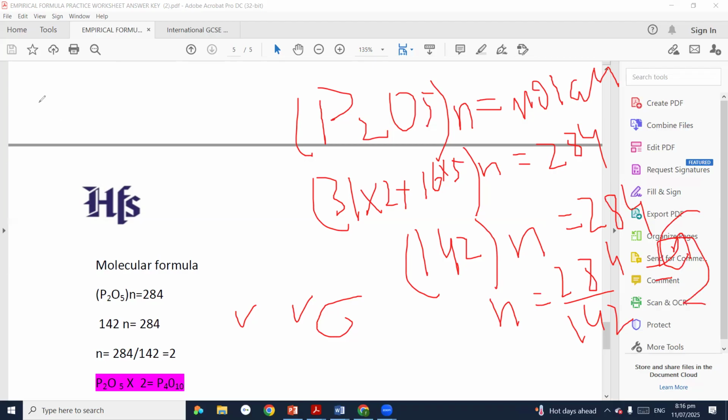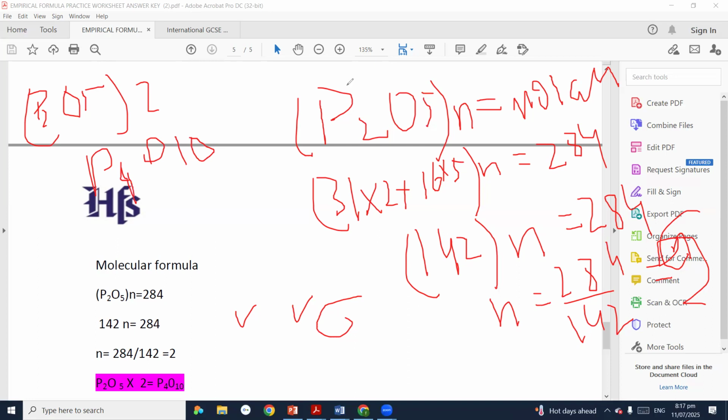So what I will do, I will multiply my empirical formula with N. So my molecular formula will be P4O10. Is it clear or not? Yeah, that's clear. Okay. So there are two conditions.